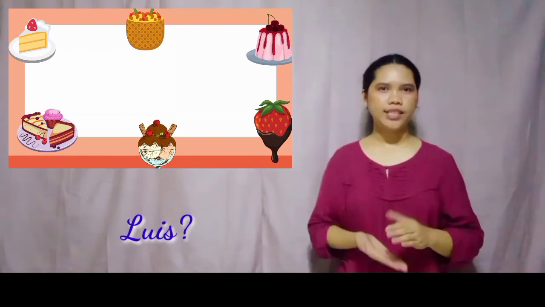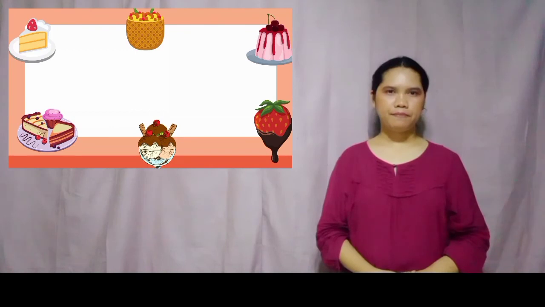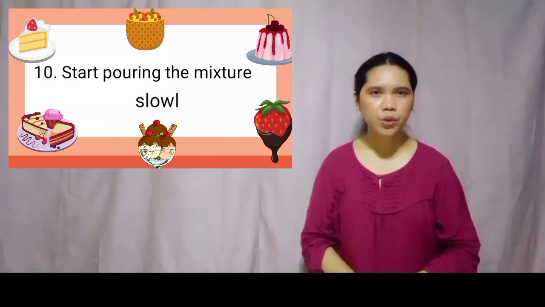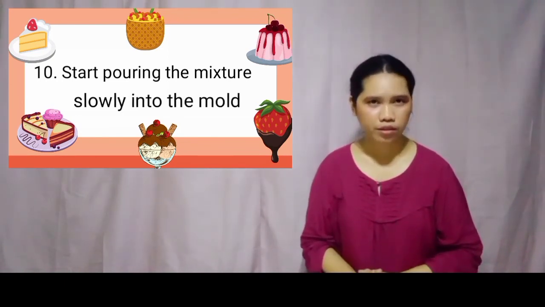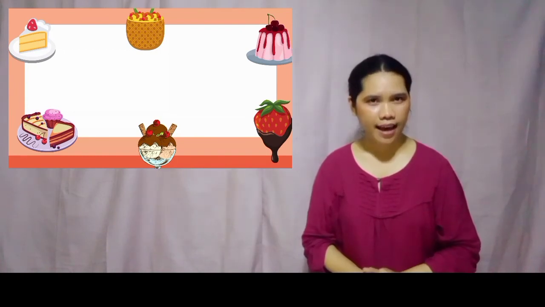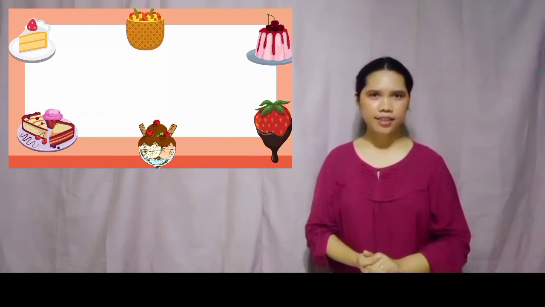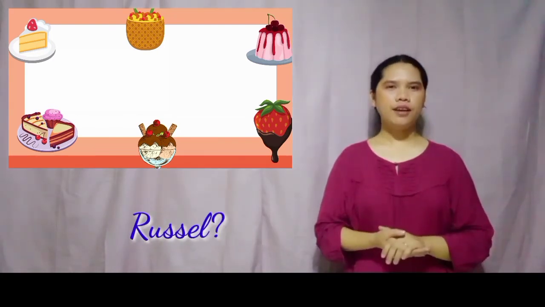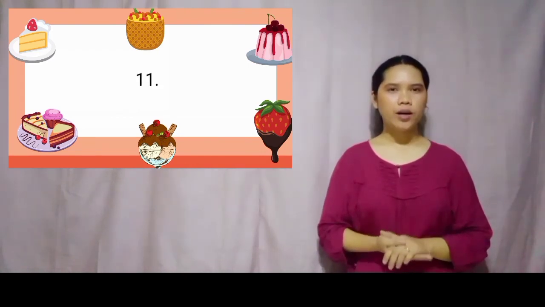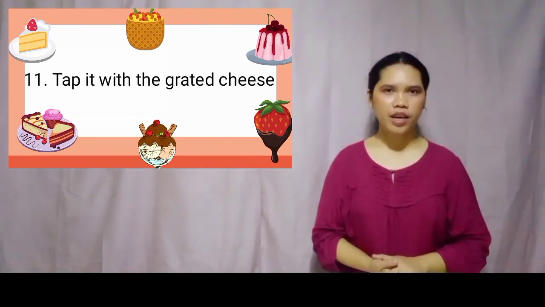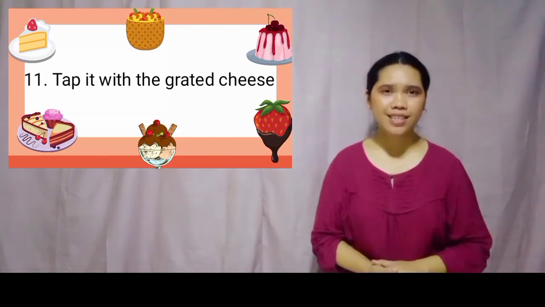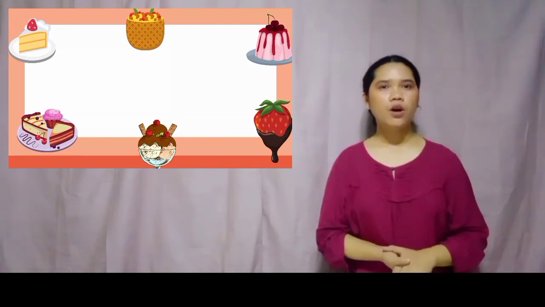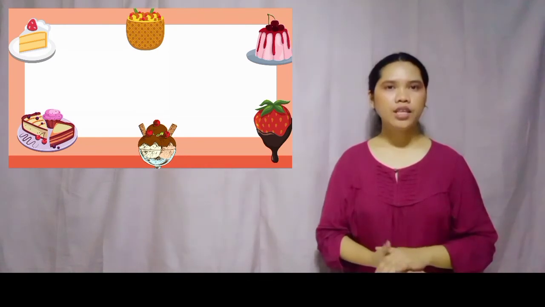Okay, Luis, what is the 10th step? Okay, so for the 10th step, you have to start pouring the mixture slowly into the mold until it sets. Okay, is that clear? Okay, 11th step. Okay, Russell? Okay, so the 11th step is you have to top it with the grated cheese. Grated cheese is an optional ingredient. So it's up to you if you want to top it with the grated cheese.